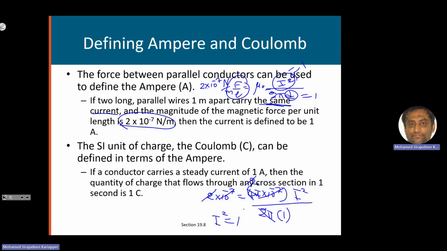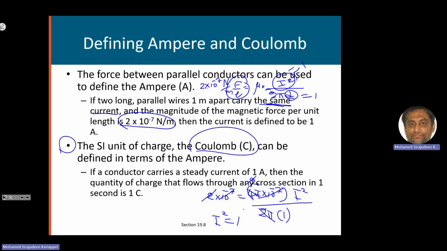1 ampere is what? You know how to get the 1 ampere. You take two wires, make sure you have the same current through both of them, make the distance between them 1 meter, and adjust the current until the force per unit length becomes this much. Then I know the current is 1 unit, that we call 1 ampere. That's how you define the ampere. Then after defining the ampere, you can define the coulomb.